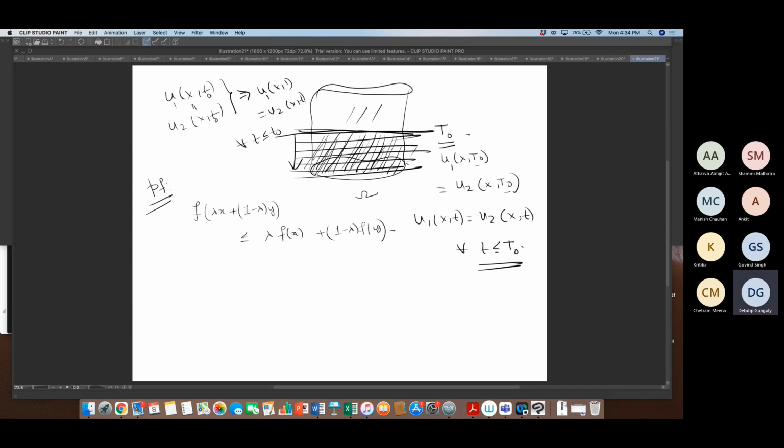And what is a log convex function? The function x going to log of f(x) is convex. That means log of f of lambda x plus 1 minus lambda y is less than or equal to lambda log of f(x) plus 1 minus lambda log of f(y).